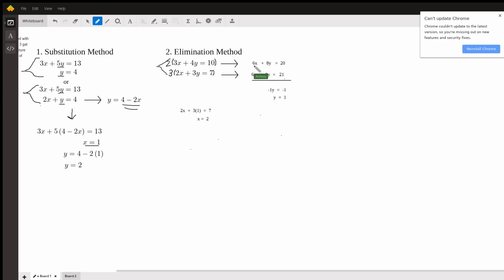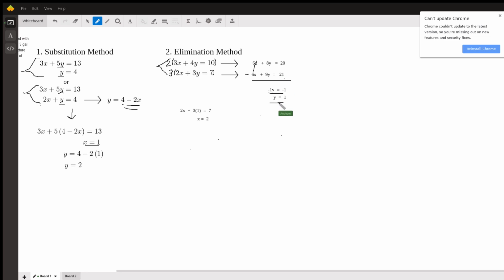As you can see, there is a common coefficient here, 6, a common number that we can now subtract with. So we're going to subtract this entire bottom equation from this top equation. So we cancel this out over here. We subtract 9y from 8y and 21 from 20. We end up with negative 1y equals negative 1 over here, which would equal y equals 1.